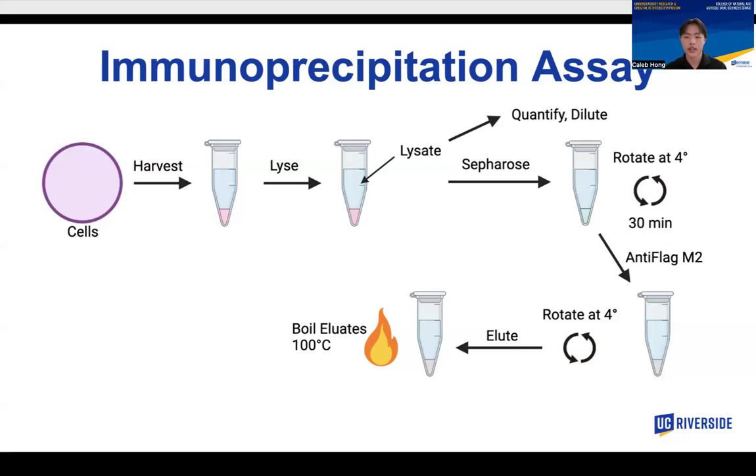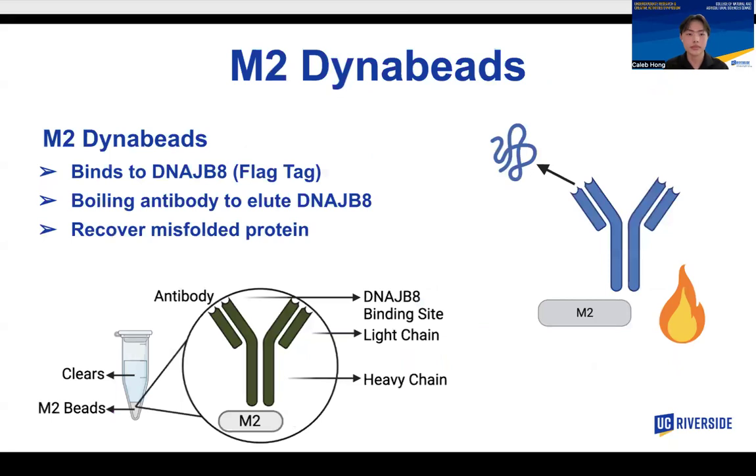in solution. Now that our misfolded proteins are on our M2 beads, we need a way to elute them off. And we do so by adding 6 times Laemmli buffer and boiling these M2 beads for 5 minutes. When we boil our M2 beads, we are recovering our DNAJB8 as well as recovering the misfolded proteins on the DNAJB8. And this leaves us with our eluate solution. If we take a closer look at the bottom diagram, there's the structure of M2 beads, which consist of heavy chain, light chain, and the DNAJB8 binding sites.